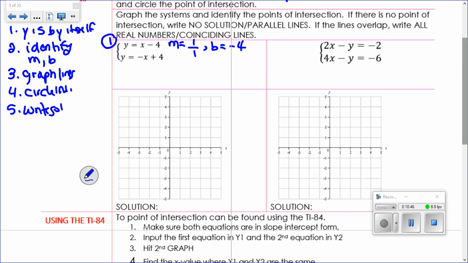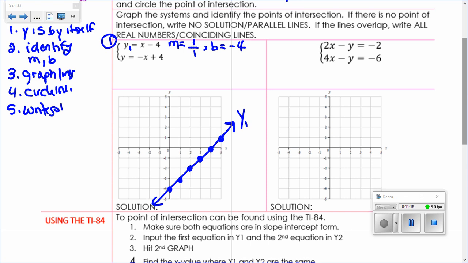Equation number 1. I'm going to label it y1. So I graph -4, my y-intercept. I go up 1, right 1, up 1, right 1, and keep going. Create my line and label my line. This is y1.